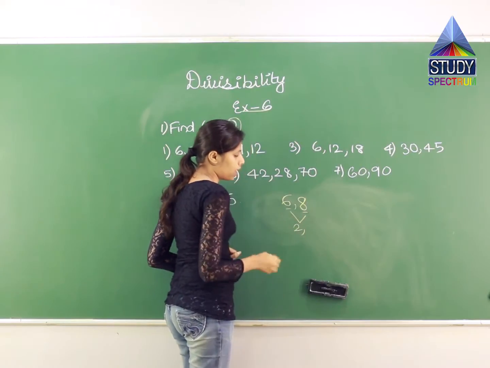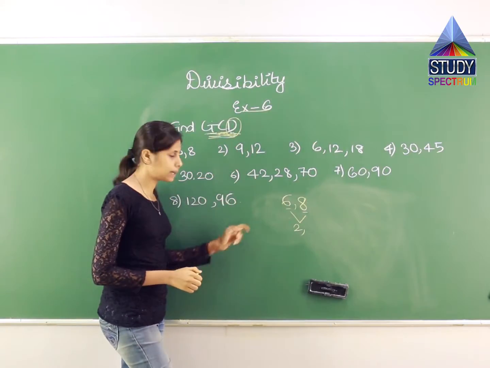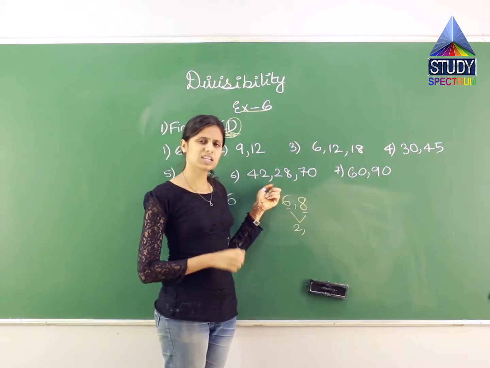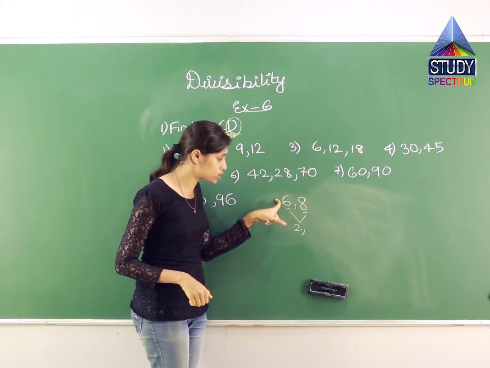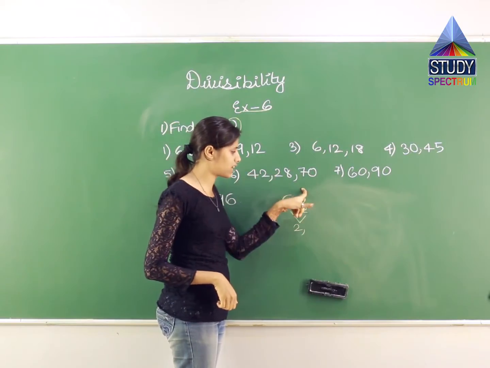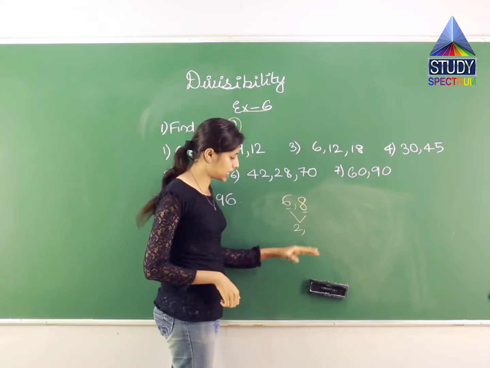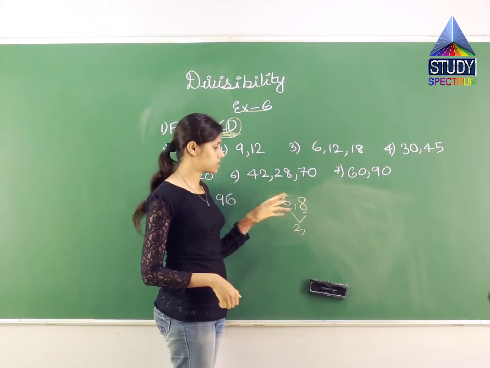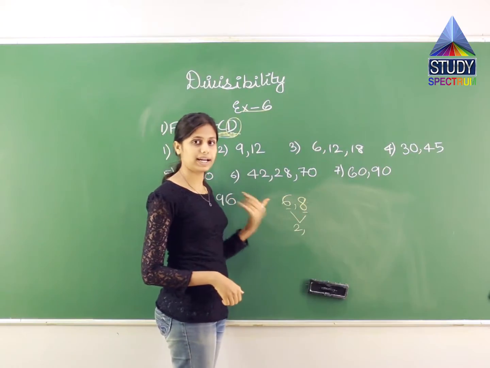So I got 2. Can it be divided by 4? 4 के टेबल में 8 तो आता है, 4 2s are 8. But 6 नहीं आता, right? 3. 3 1s are 3, 3 2s are 6. Yes, I get 6. 3 1s are 3, 3 2s are 6, 3 3s are 9. No, I don't get 9. मतलब 3 के टेबल में नहीं आते, 4 के टेबल में नहीं आते. 5 no, 6 no, 7 no, 8 no.